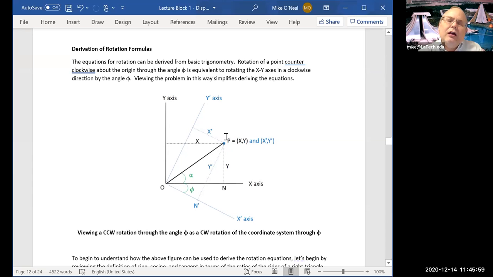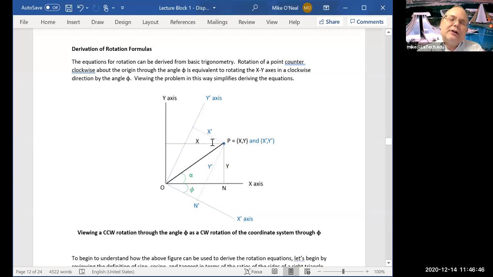Now, we noticed that if you look at ONP, you've got a right triangle, right? With basically the base is X, or ON, the height is Y, and the hypotenuse is this line OP here. And we basically remember something about X squared plus Y squared equals Z squared, right? So the length of this line is the square root of X squared plus Y squared. Yeah, I remember that, the Pythagorean theorem, right?